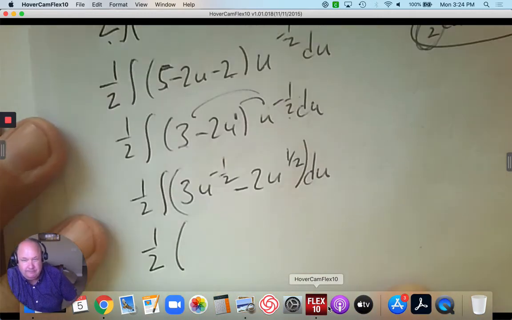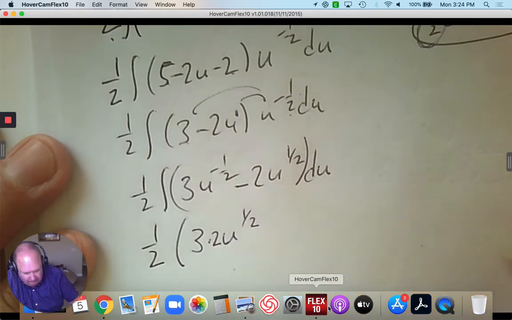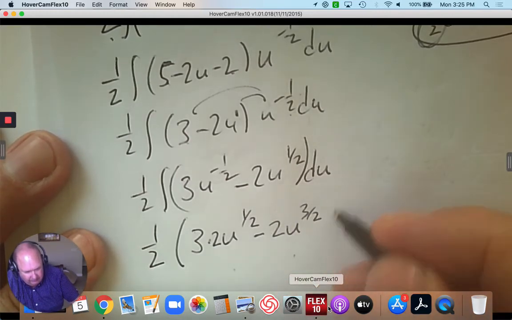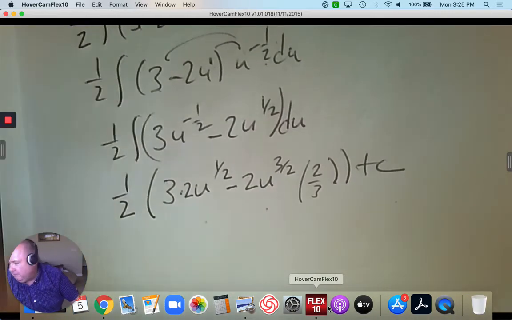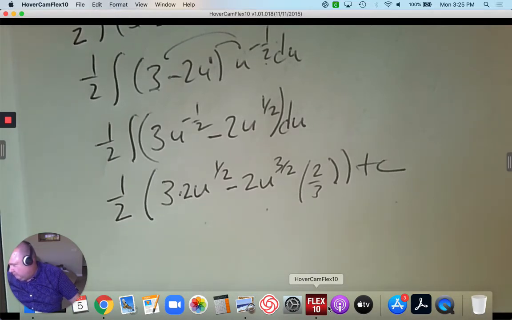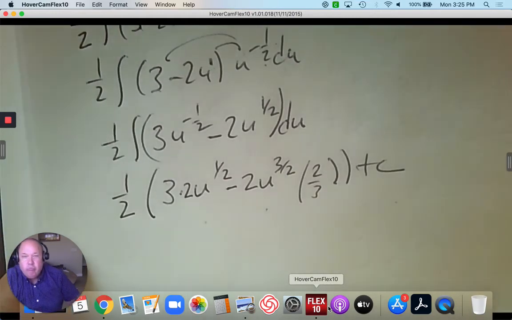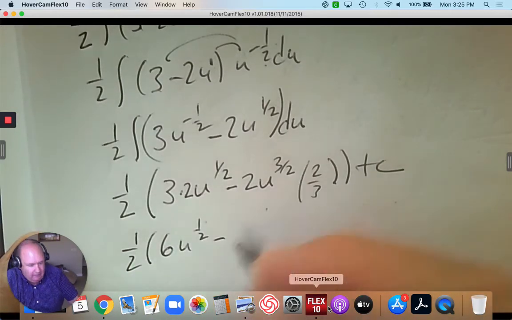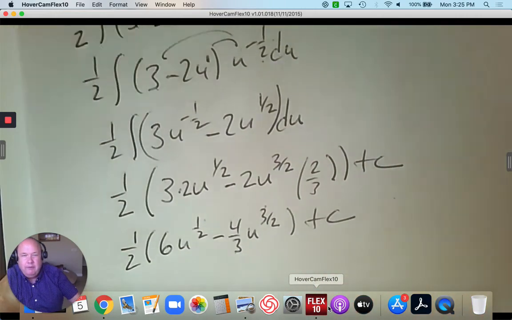So for the antiderivative here, you're going to add 1, that's positive 1/2, divide or times the reciprocal. Same thing here, you're going to add 1, that's 3 over 2, divide or times the reciprocal, and then the constant. So simplify what you can. So we have 1/2, we have 6u to the 1/2, and then if I multiply this together, I got 4/3 u to the 3/2, plus the constant at the end.